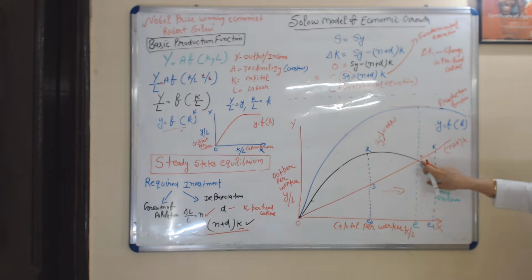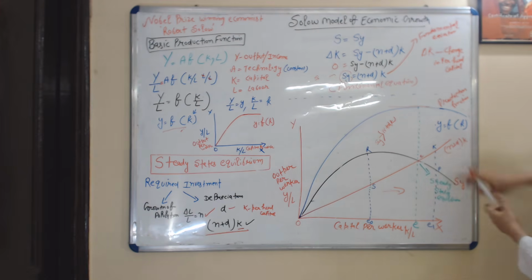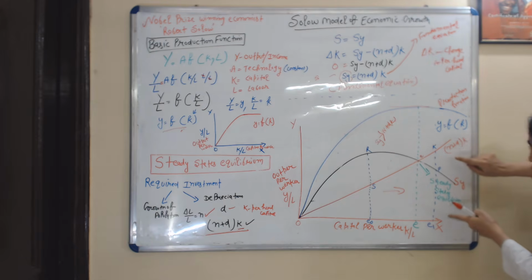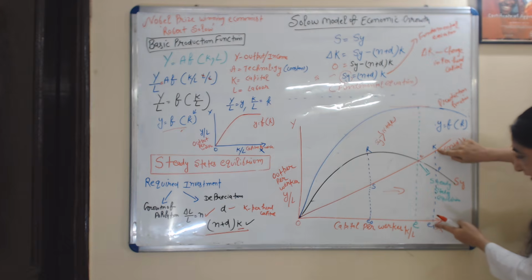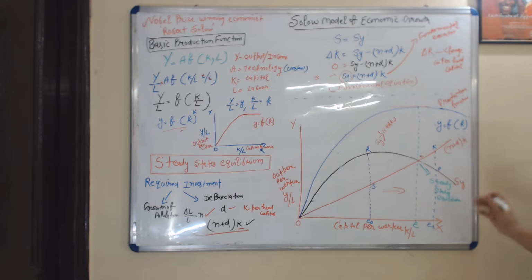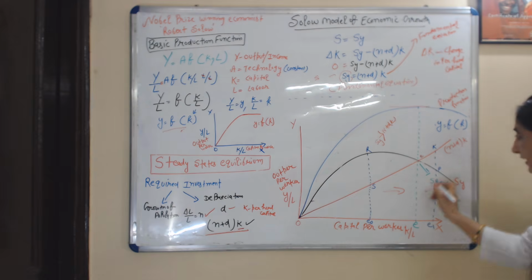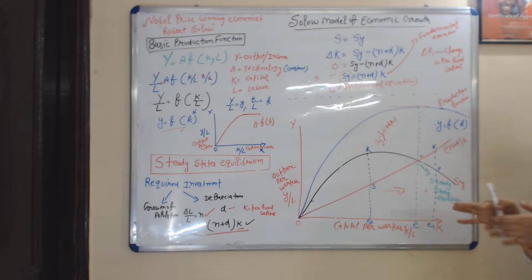Automatically you will achieve this steady state equilibrium point. If you see this point, here your required investment is more than your saving. Your required investment is E1 and your saving is P E1. In this case your economy will move backward and automatically you will achieve this point E. This point E, where your saving is equal to required investment, is called the steady state equilibrium point. This is all about the Solow model. I think you understood. Thank you.